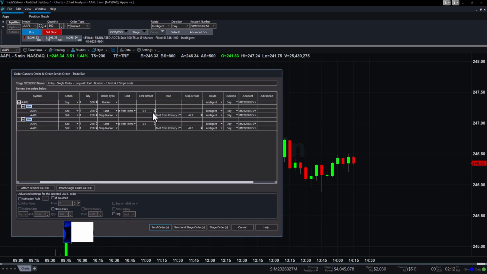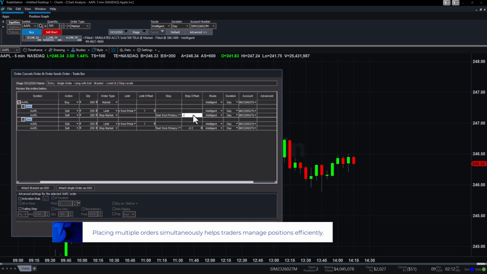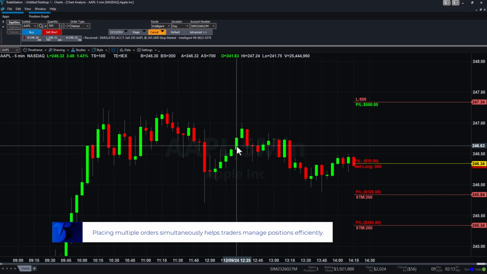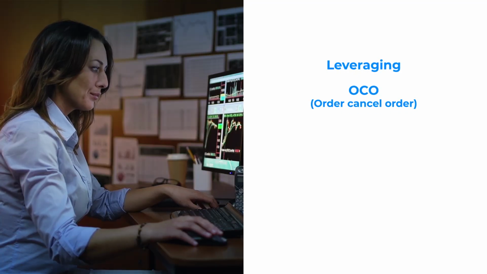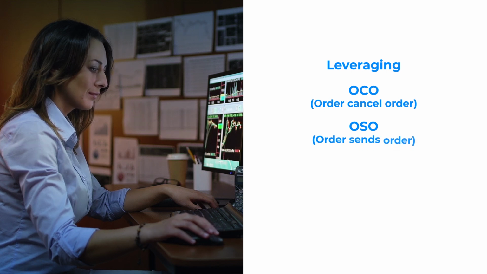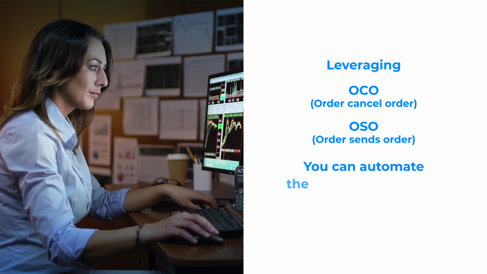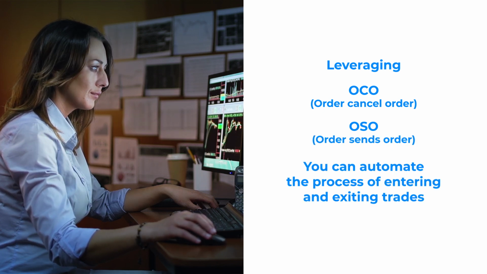Placing multiple orders simultaneously can be a major advantage for traders who value efficiency and precision in managing their positions. By leveraging OCO, order cancels order, and OSO, order sends order templates, you can automate the process of entering and exiting trades.